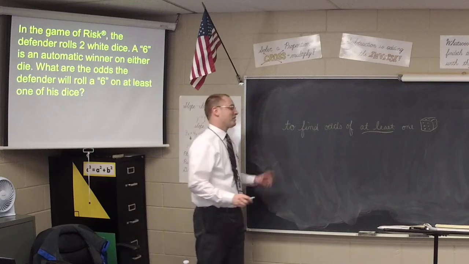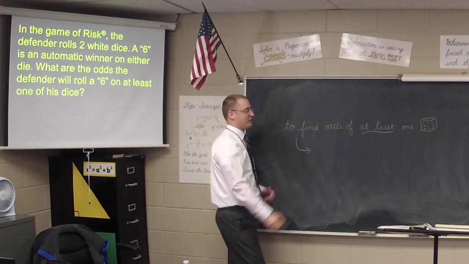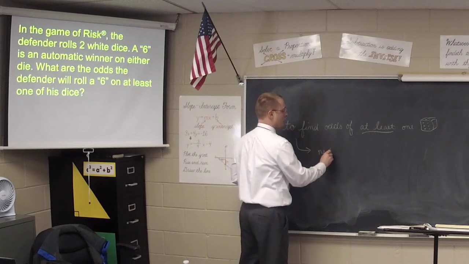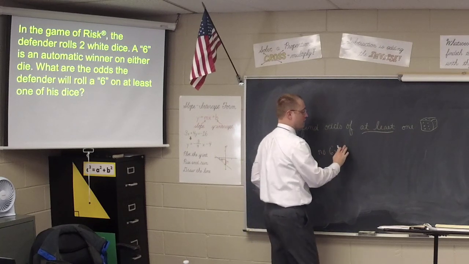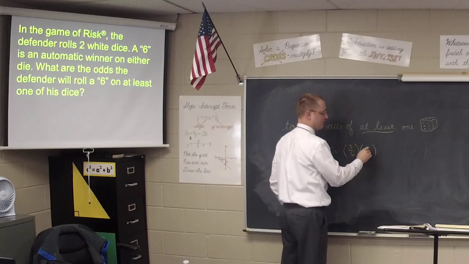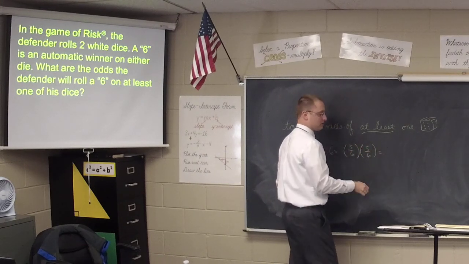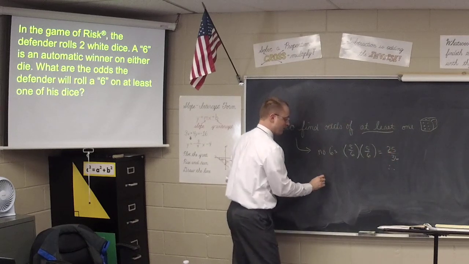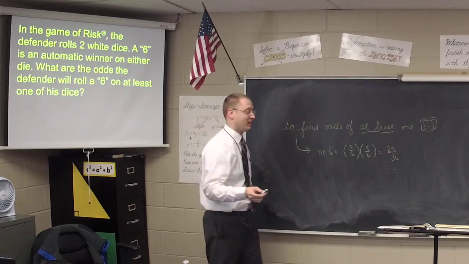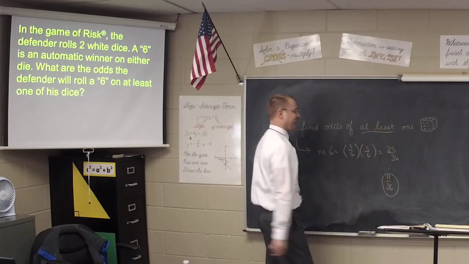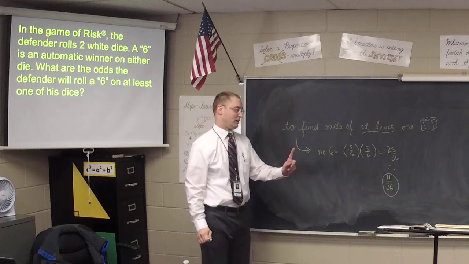All right. To find the odds of at least one 6, what do we find first, class? Odds of no 6s. What are the odds of no 6s? First die? 5 to 6. Next die, 5 to 6. Odds of no 6s? 25 to 36. Therefore, odds of at least one 6 must be 11 to 36.